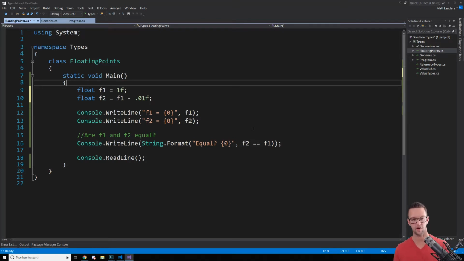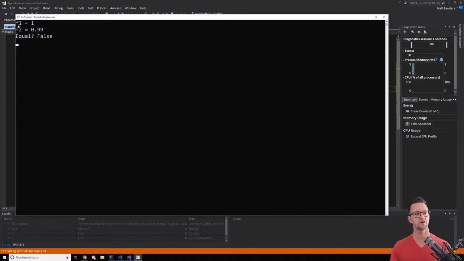All right. And then whenever I run this, this is going to do what we expect. So it's 1 minus 0.01. And what I'm outputting here is the value of F1, the value of F2, and then are they equal or not? They're obviously not equal, 1 and 0.99, right? And the equality check here is important because you may be checking the equality of two numbers in your applications, and you may not be getting the result that you expect.